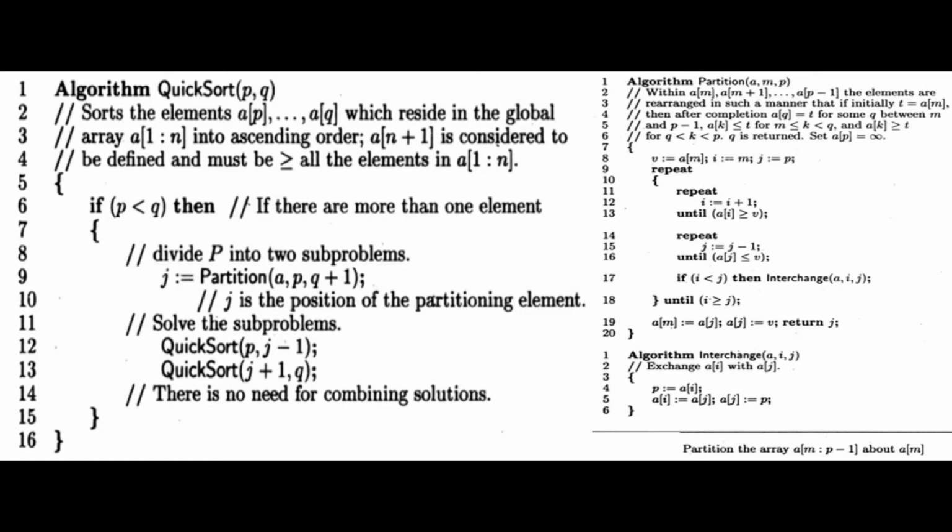We need two algorithms to perform quicksort. One is quicksort of p comma q, that is the main algorithm, a recursive algorithm. Another algorithm is partition of a comma m comma p. Now we explain the algorithm with an example.